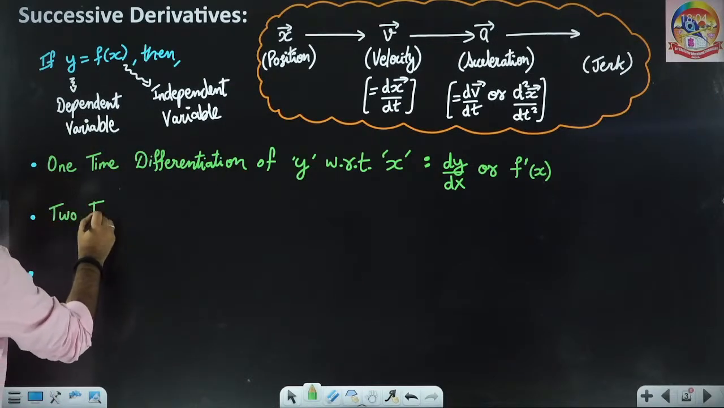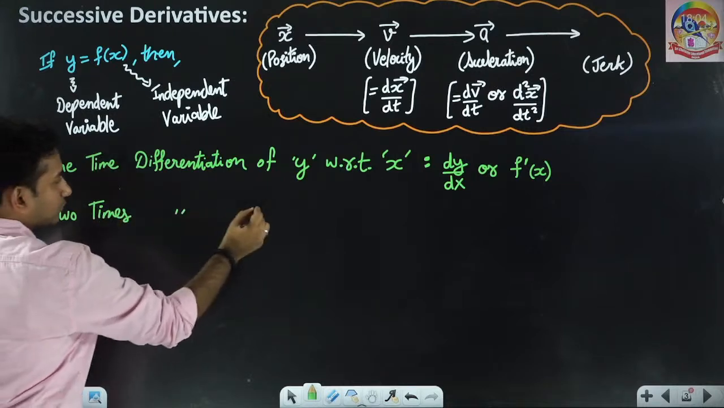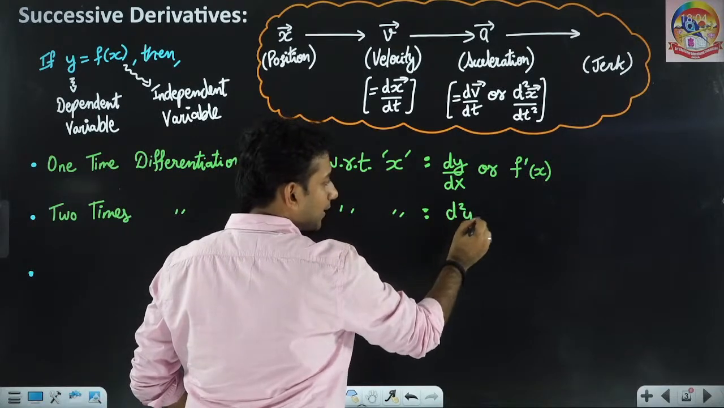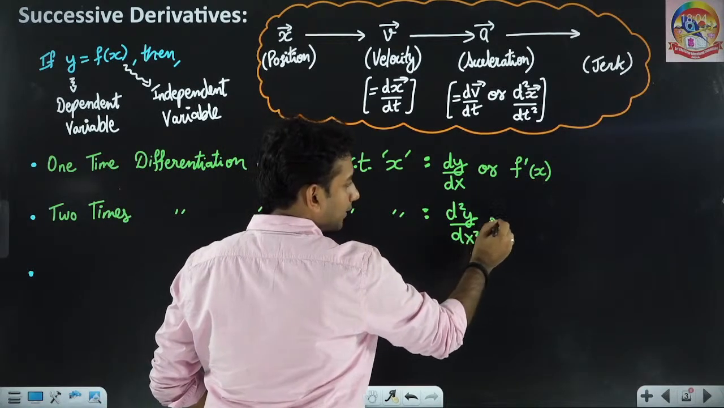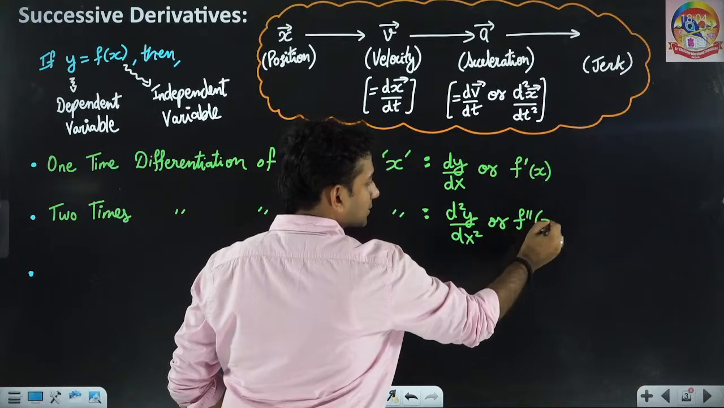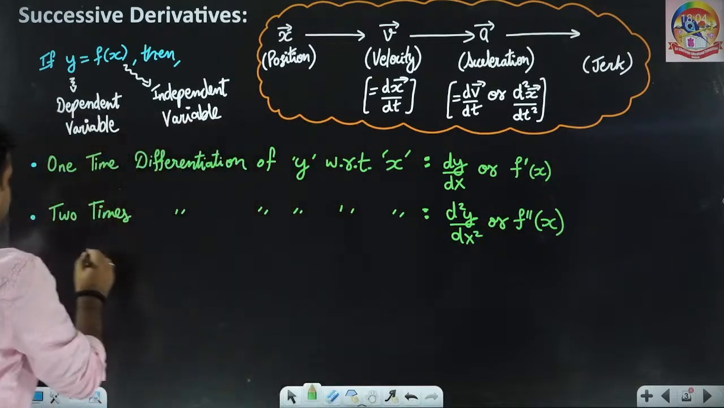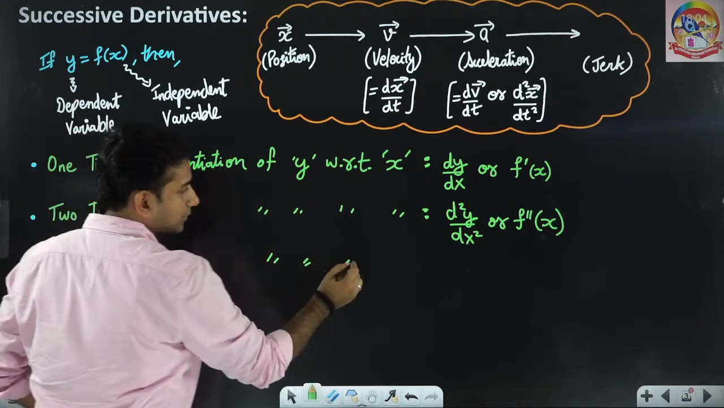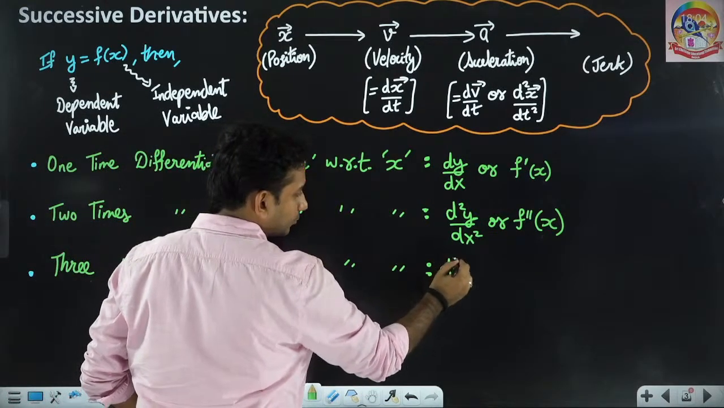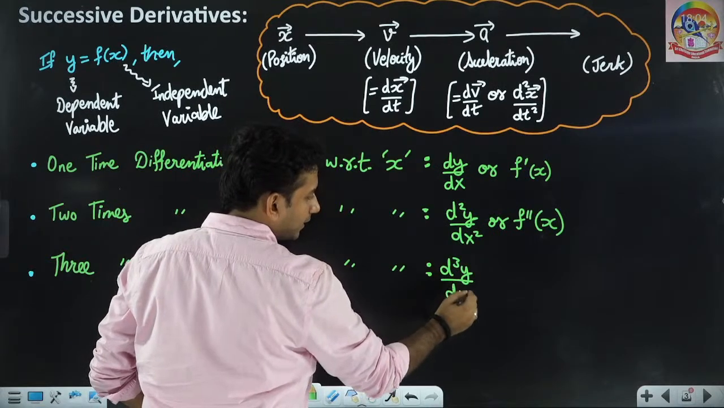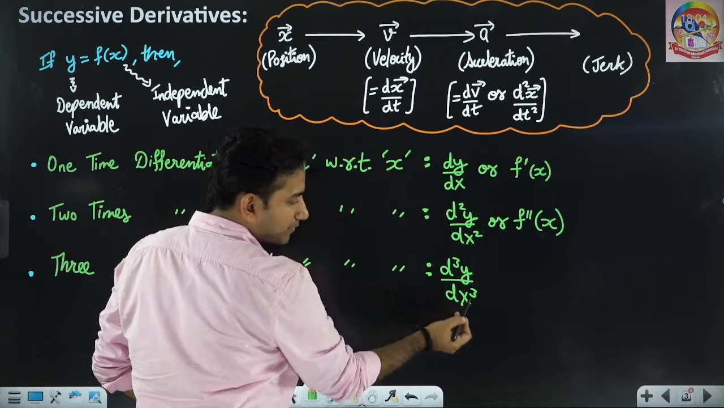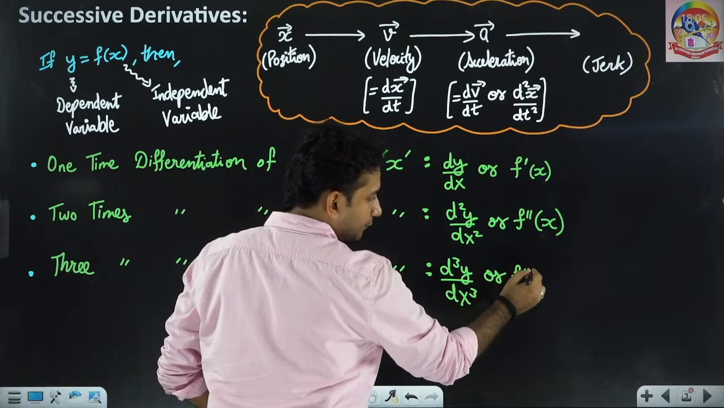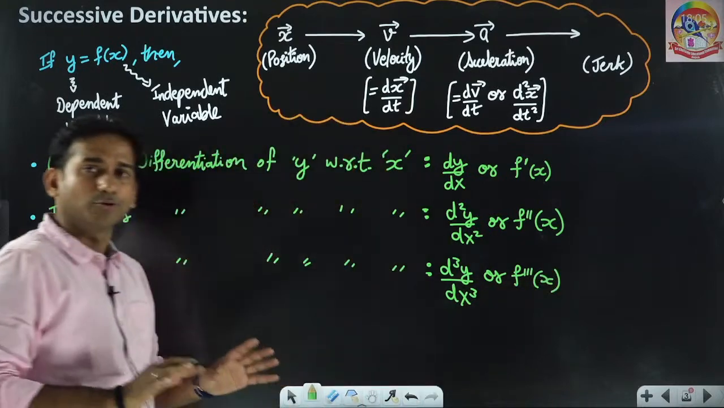How do we write two times differentiation of y with respect to x? You will say d2y by dx square, or you write it as f double dash x. Similarly, if you want to write three times the differentiation, or derivative of y with respect to x, you write d3y by dx cube, which looks like d cube y by dx cube, or f triple dash x. I hope you are getting it.